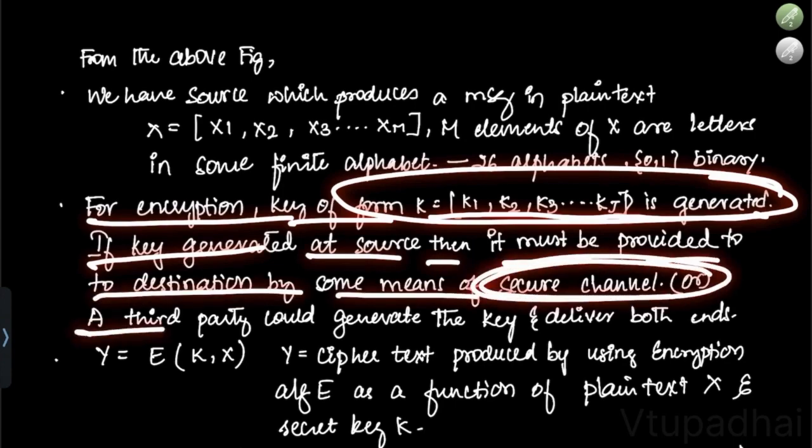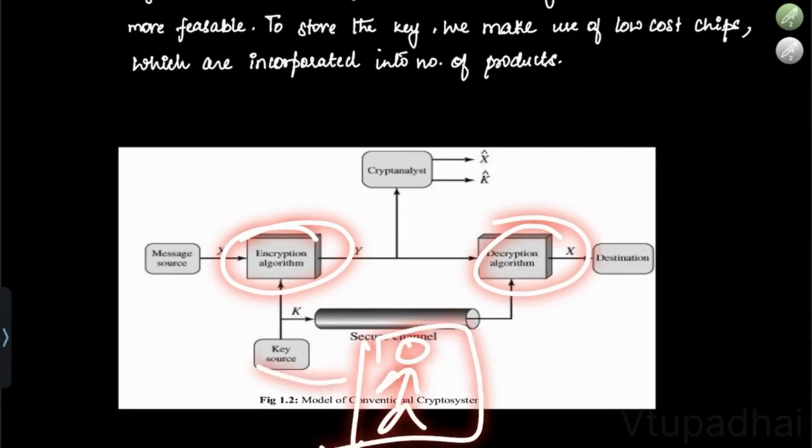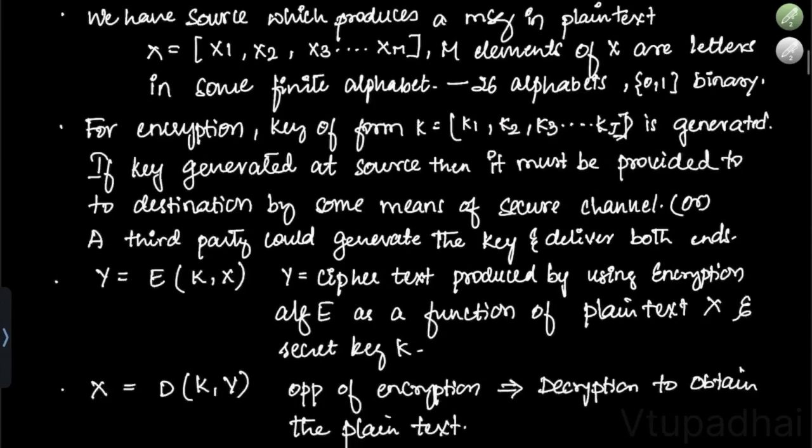That's what we spoke. Or a third party could generate the key and give it to both of them, to the encryption and decryption sides both, as a third party is generating and giving the keys.